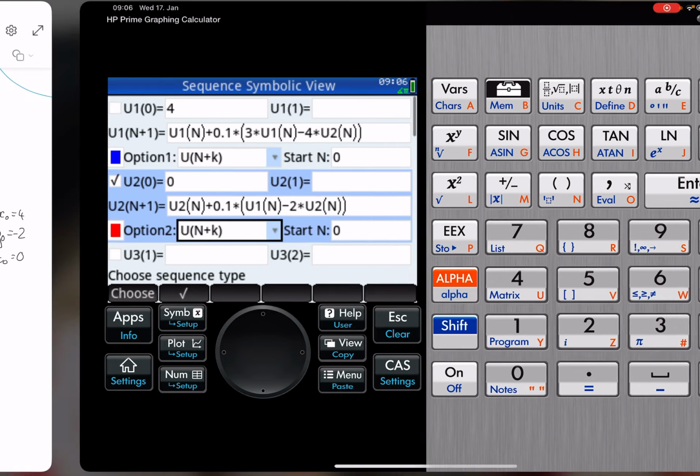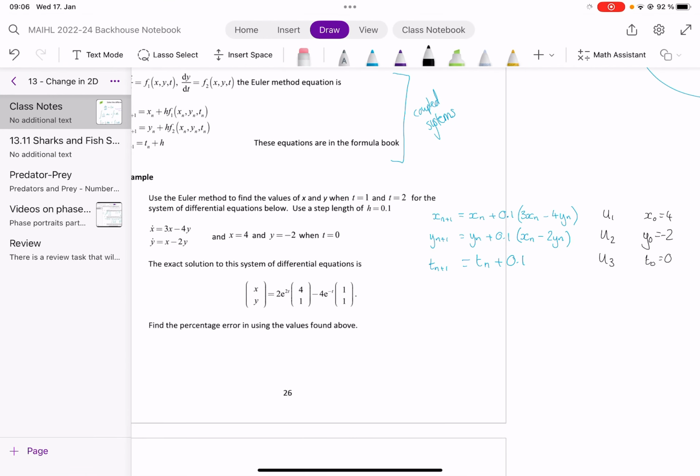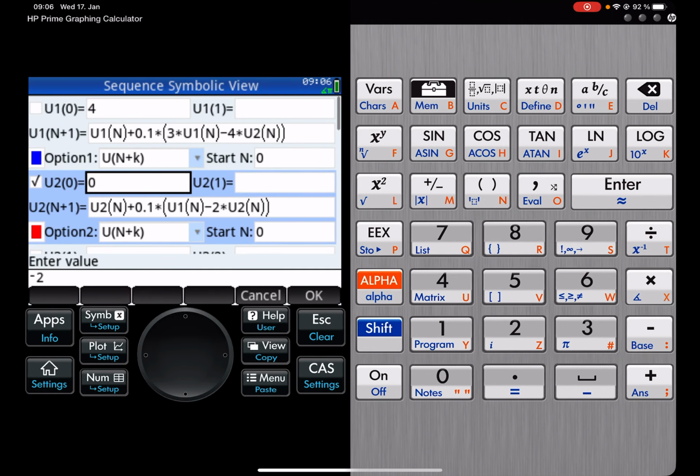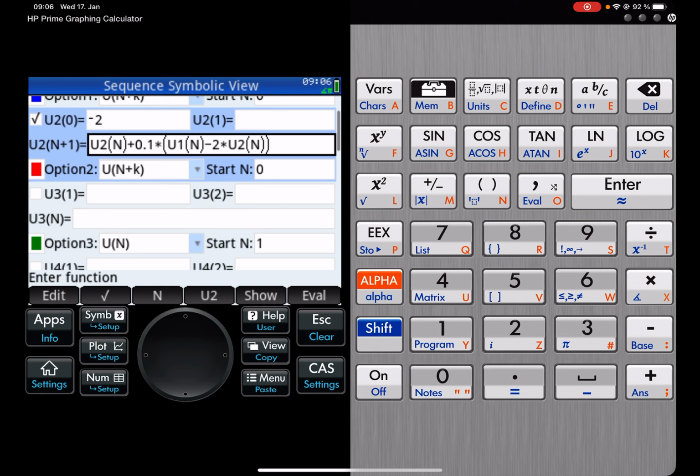Okay, and what was this starting value? The starting value was negative 2: xn minus 2yn. Yep, I got that right, and that's negative 2. And then my last one is my time function.